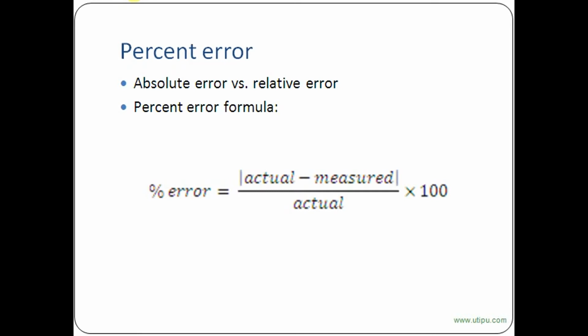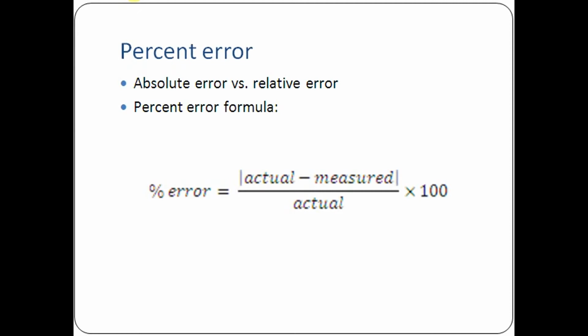There's some error. There are two types of error: absolute error and relative error. Absolute error would be, in that case, the fact that you were off by 3 degrees. It tells you exactly how much you're off by. You just measure the difference. The problem with absolute error is it really doesn't tell you how good your result is.